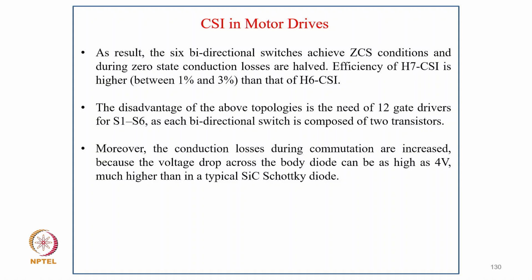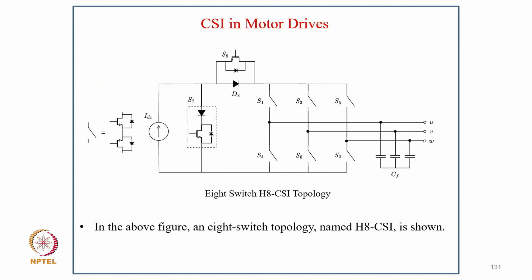The disadvantage of this topology is the need for 12 gate drivers for S1 to S6, and each bidirectional switch is composed of 2 transistors. Moreover, the conduction losses during commutation are increased because of the voltage drop across the body diode, which can be as high as 4V, much higher than that in a typical SiC shorted diode.